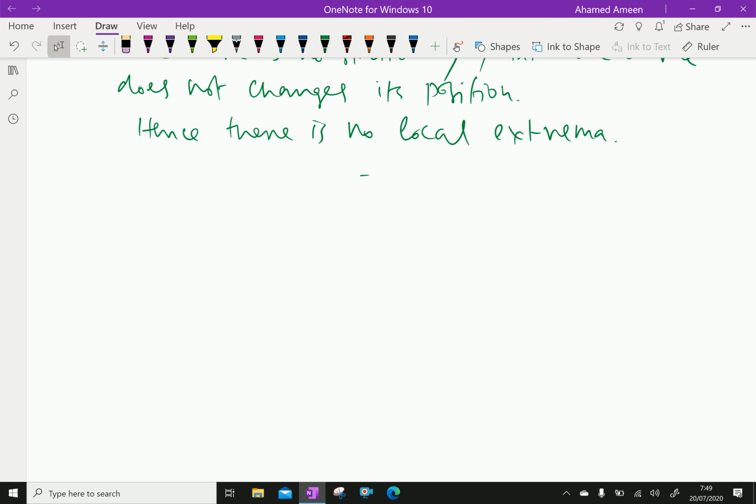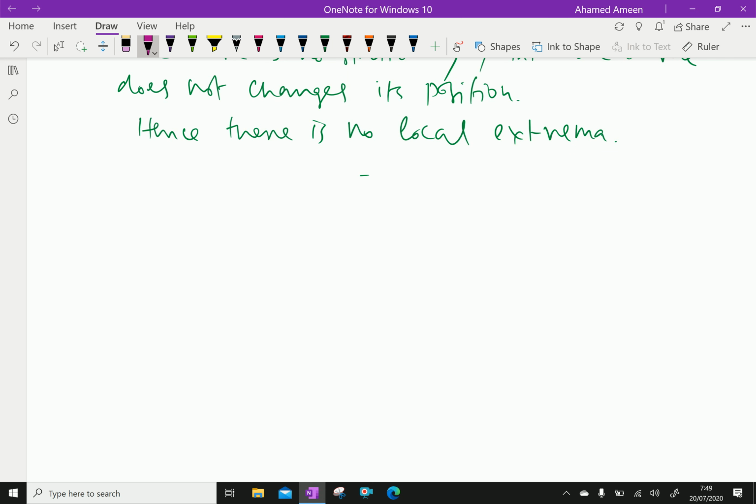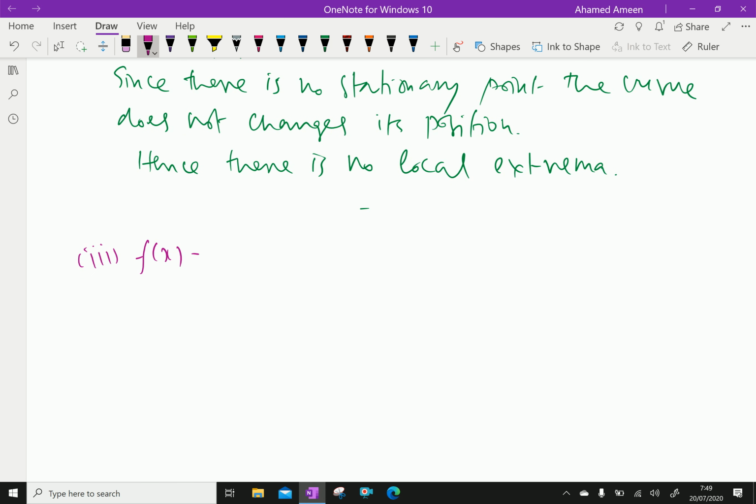Next question is the third one. The given function is f of x equal e power x over 1 minus e power x.